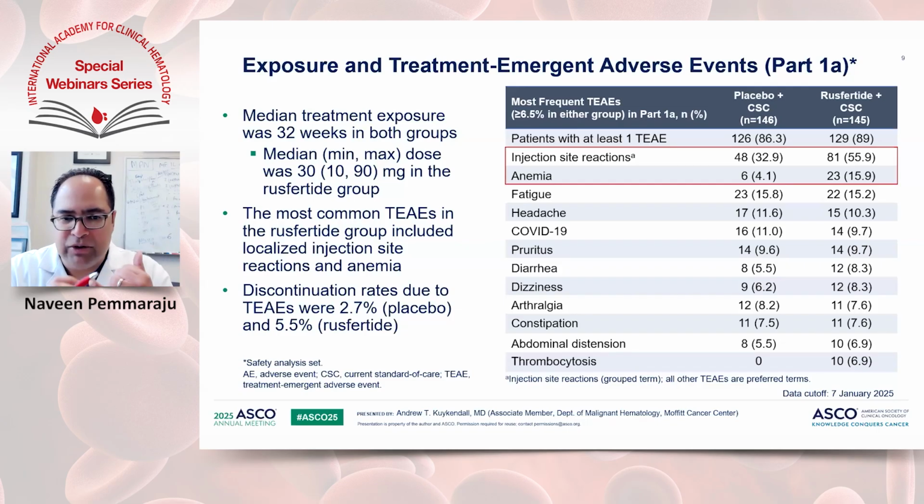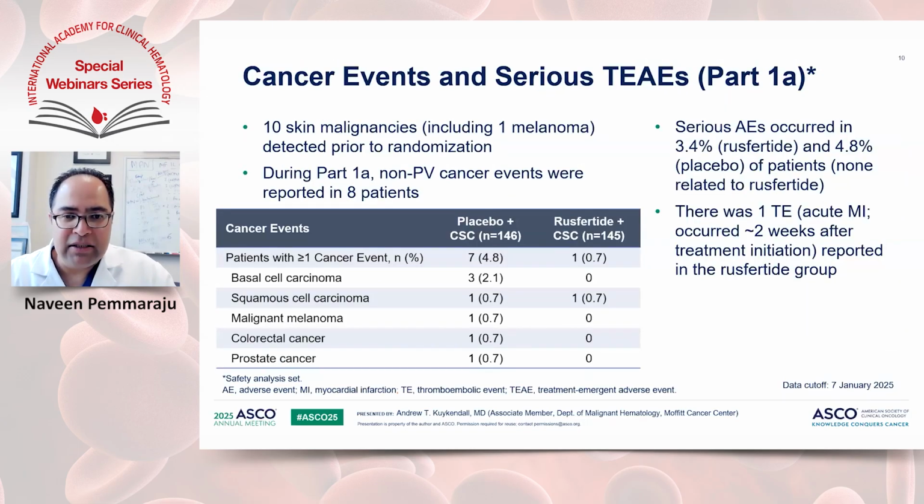As you might expect, the most common was injection site reactions. In some patients, it worked too well, so you'll see a little bit of therapy-induced anemia. The most common treatment emergent adverse events after the injection site reactions and anemia are shown here. This was conducted during the early stages of the COVID-19 pandemic. Discontinuation rates were extremely low in both groups, 2.7 and 5.5% respectively. Serious events I show you here. There were a few patients who developed skin malignancies, most of them benign basal cell or squamous cell, and one patient with melanoma that was actually detected prior to randomization. You can see the other events as shown here.